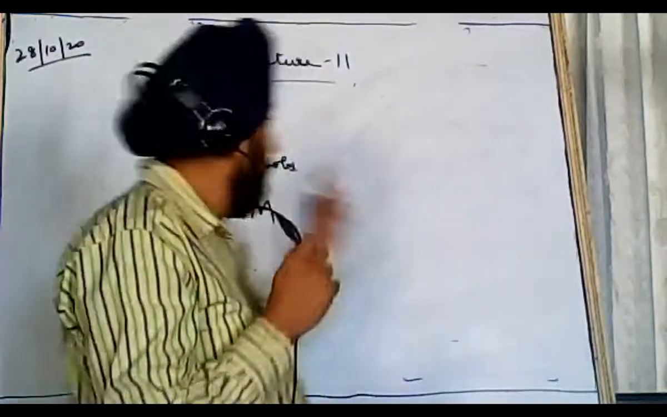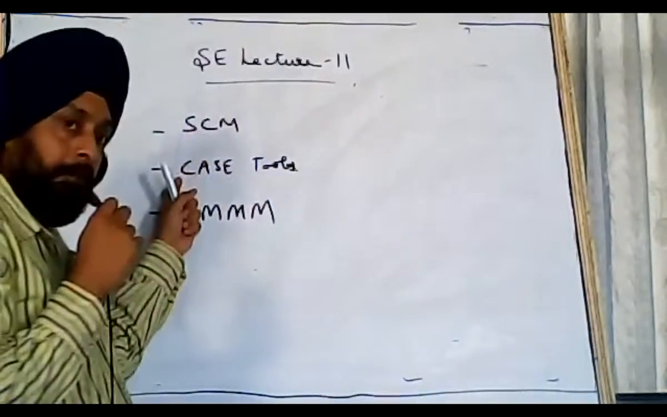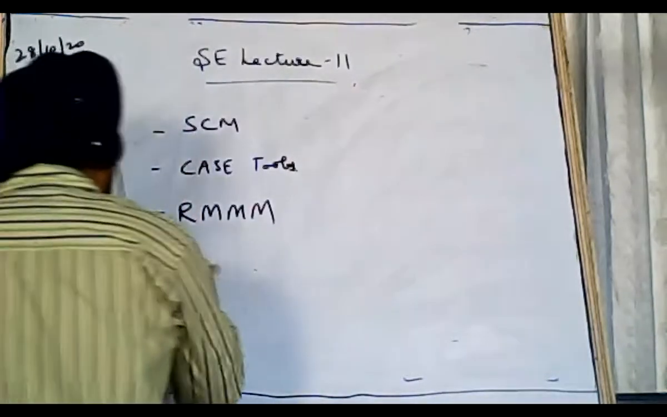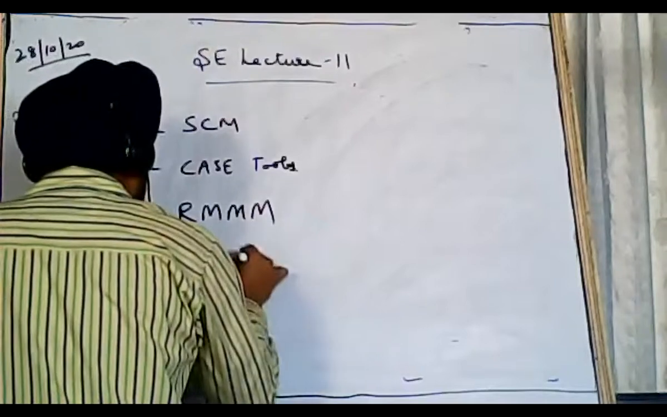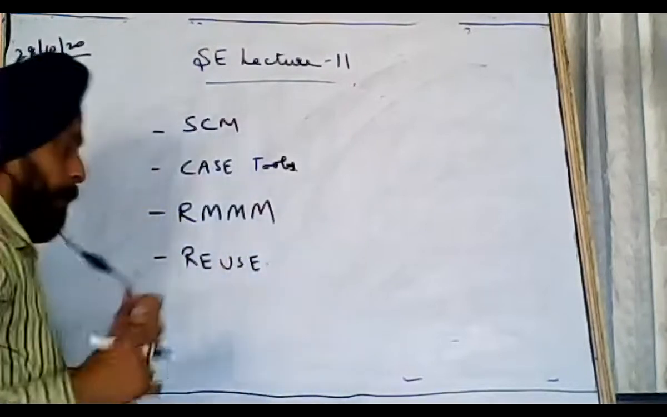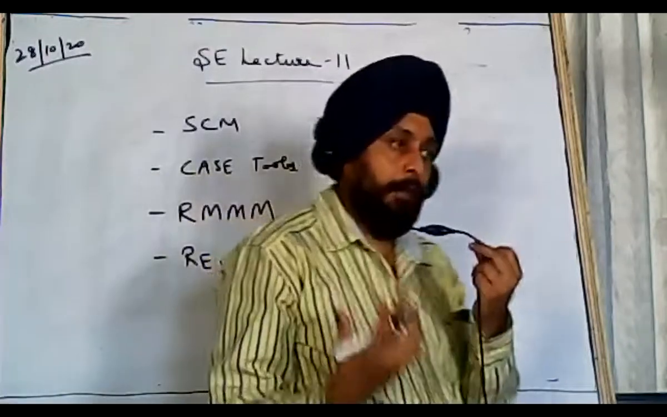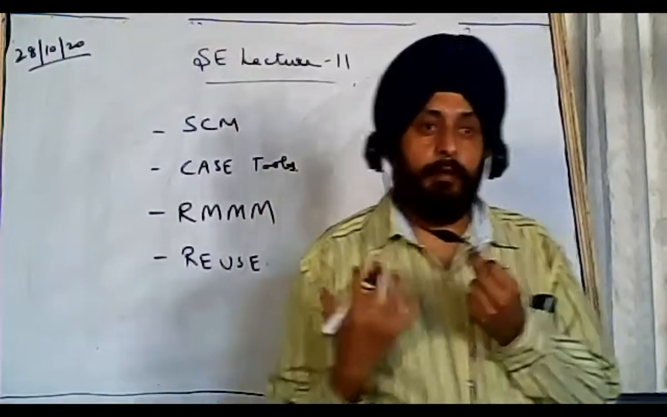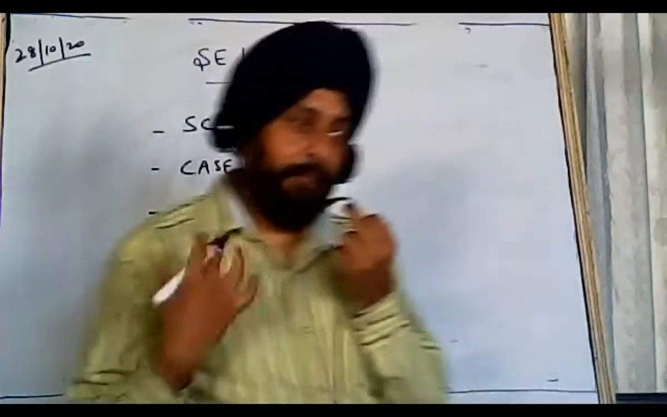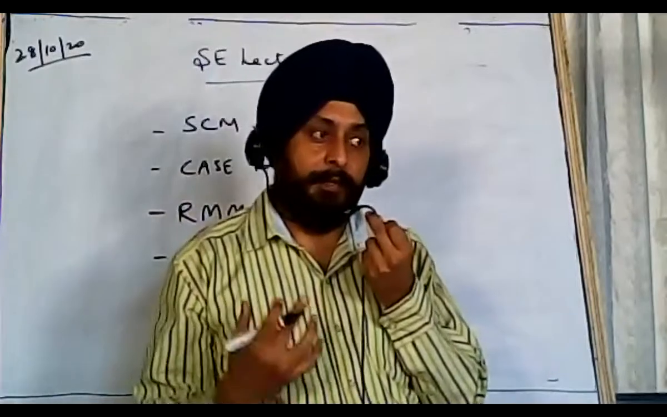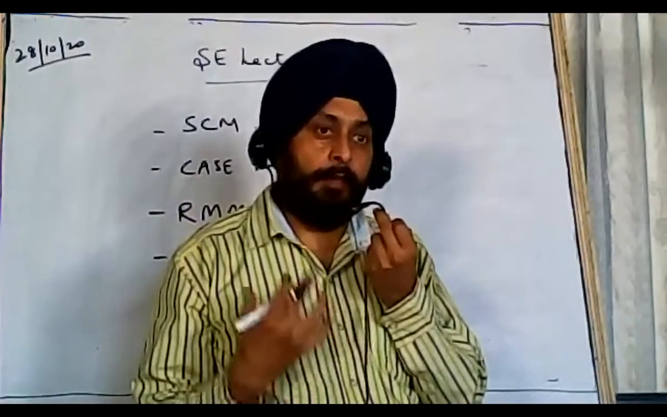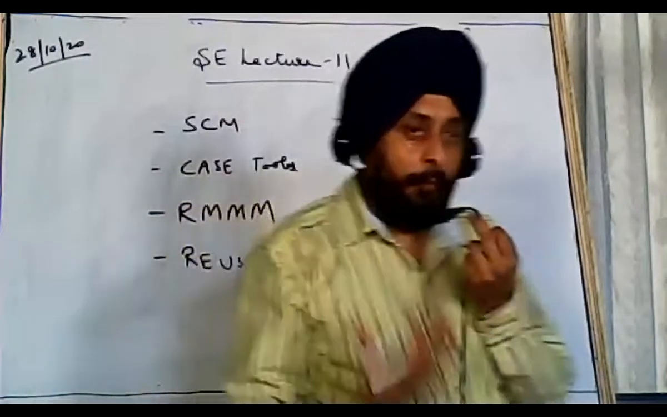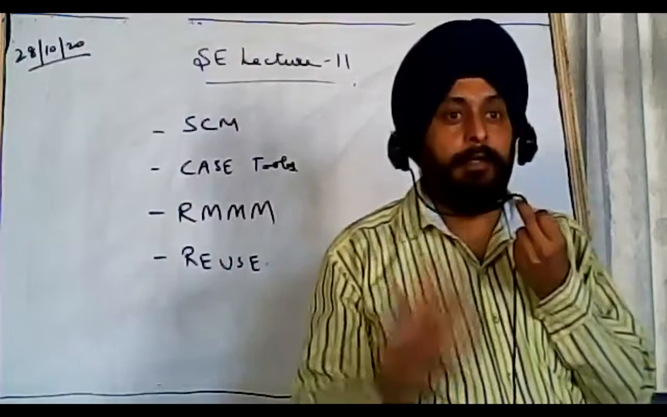First we start with the SCM, then the CASE tools, then the RMMM, and in the last we will also do reuse. How can the different components of the software be reused? We have to see what reusability features are present in your software product. What are the items, the different modules, the different components that can be reused?